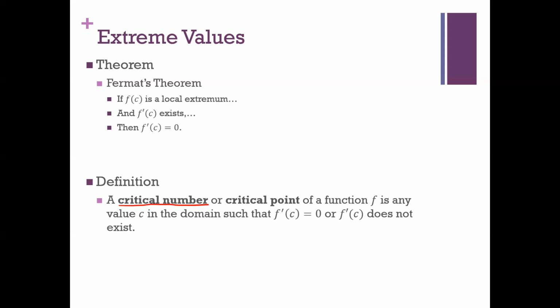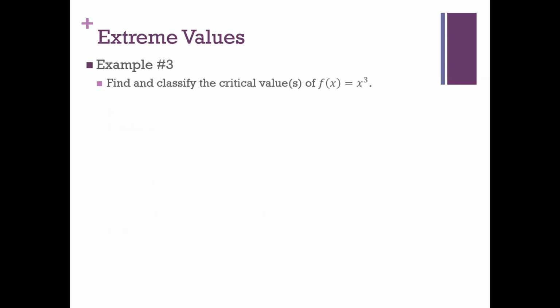Oh, so all the points at the local maximums and minimums are critical points? Yes. So local minimums, if they exist, I'll say it this way: local minimums have to show up at critical points. Not all critical points are local extremes. We'll look at an example right now.